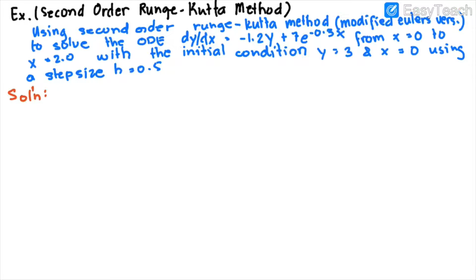So basically we're being asked for the value of y at x equal to 2. The initial value on this problem was given as x naught equal to 0 and y naught equal to 3. Using a step size of 0.5, we are asked to solve for the value of y at x equal to 2. With that said, we will then have to set our iteration based on the given step size.